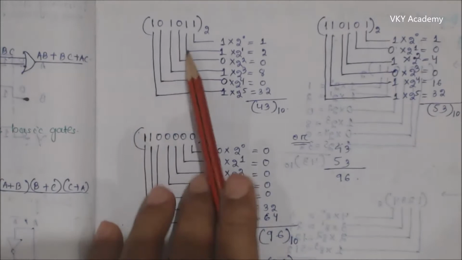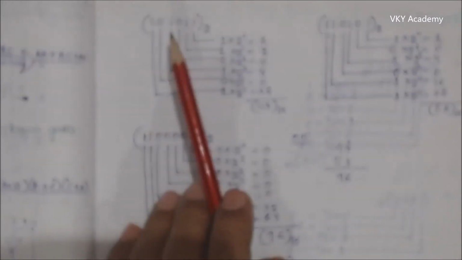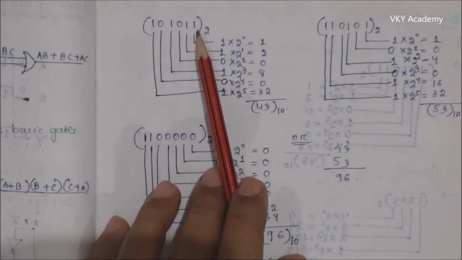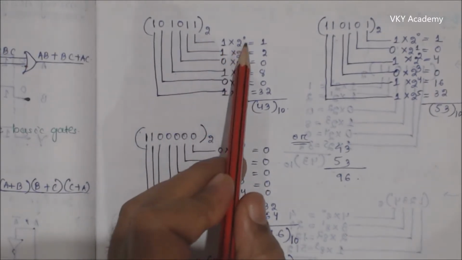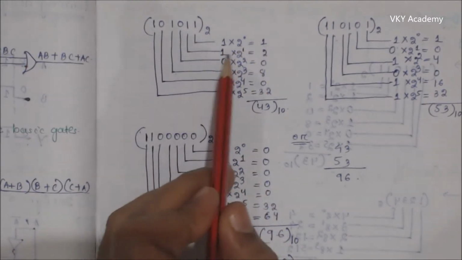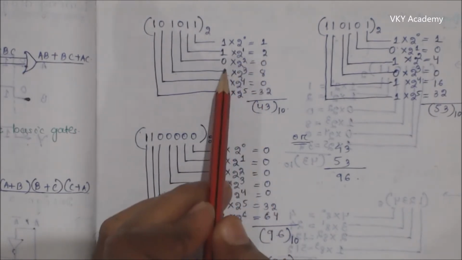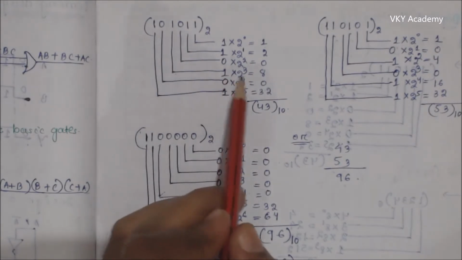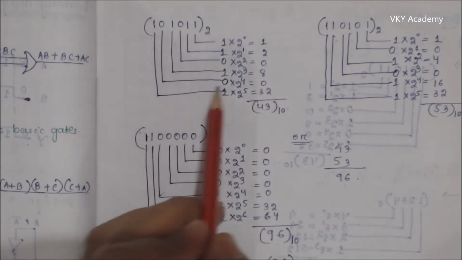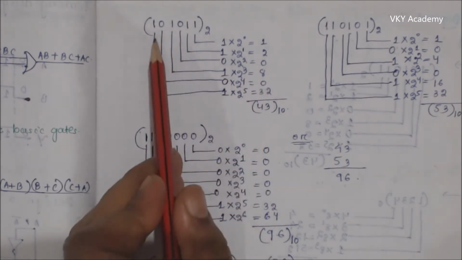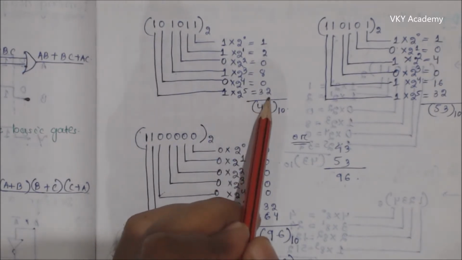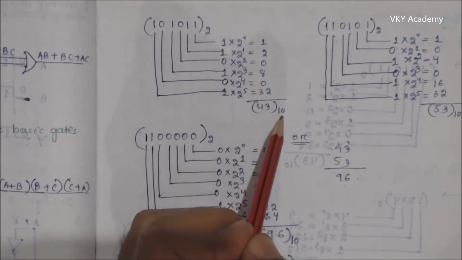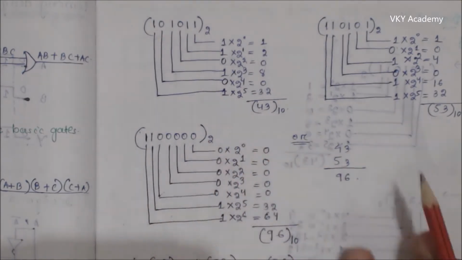So let us first find out the decimal equivalent of the first binary number, 101011. So 1 into 2 to the power 0 is 1. 1 into 2 to the power 1 is 2. 0 into 2 to the power 2 is 0. 1 into 2 to the power 3 is 8. 0 into 2 to the power 4 is 0. And finally 1 into 2 to the power 5 is 32. And once I add up all these numbers, I got 43 with base 10.